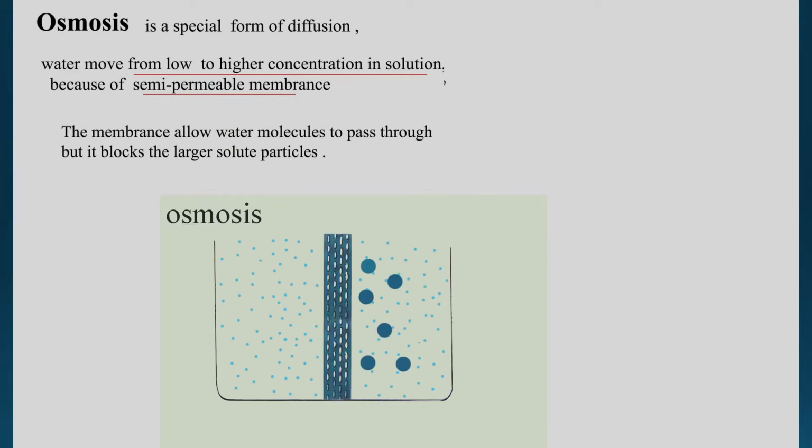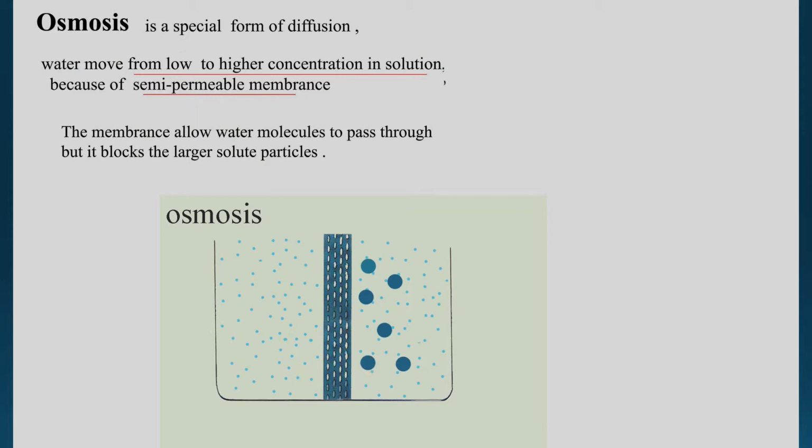Here I have a layer in the middle. You see the holes are not too small, but it's not too big. The tiny water particle I represent with a blue dot. And then on the other side, I put some big particles, for example, glucose. It is a big particle.